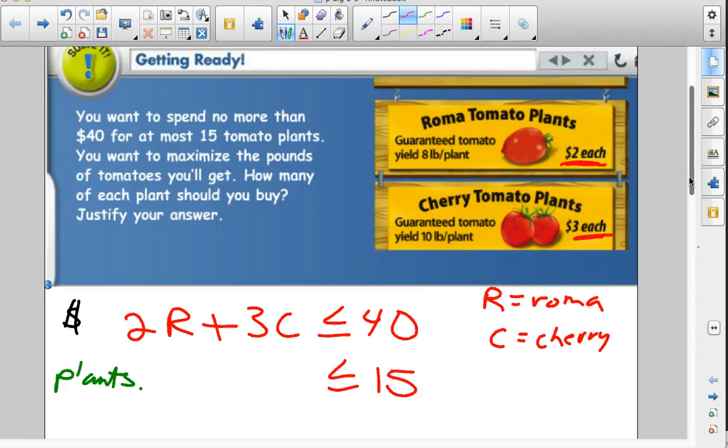And I'm trying to find some more information about the number of plants. I mean, anywhere in there does it say they need twice as many Romas as they need cherries? Do they need 4 more cherries than they need Romas? And you notice there's nothing else up there. You know, it says you want to maximize the pounds of tomatoes you get, how many of each plant should you buy, and that right there tells me I don't know how many of each to buy, which means I know they're going to buy some of each. That's what I know.